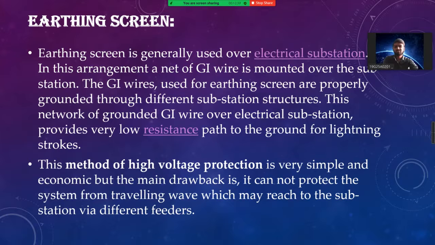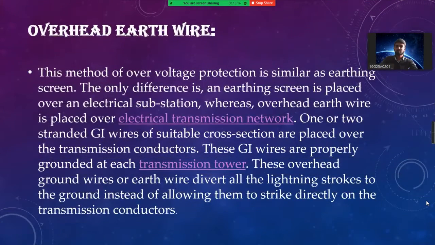This method of high voltage protection is very simple and economic, but the main drawback is it cannot protect the system from traveling waves, which may reach the substation via different feeders. So, this method is very simple and economic, but the main drawback is this one, and there are many feeders.